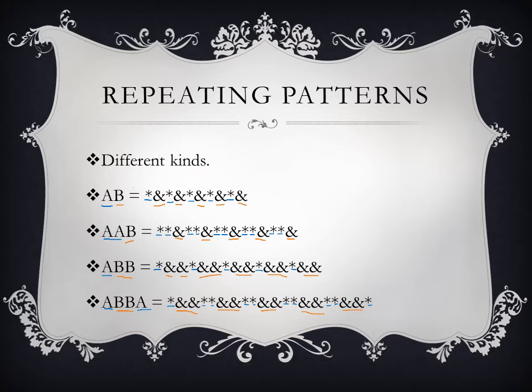The third type of repeating pattern we're going to look at is the ABB pattern. Again, the A's are underlined in blue and the B's are underlined in orange. All our A's are the stars and our B's are the and signs. So we have one A, so one star, and then we have, like we did in the AAB pattern, but instead it's switched around. So we have two B's now. So we have a star, and sign, and sign.